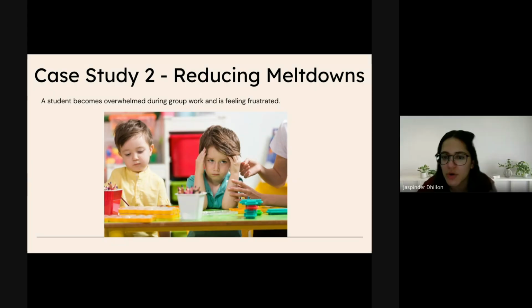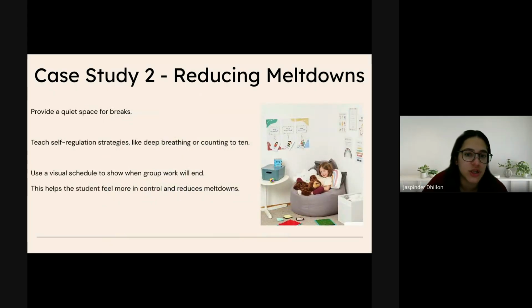So how we can support them is we can provide the child a quiet space for breaks, or even let them go for a walk. You could also teach them self-regulation strategies like deep breathing, and use a visual schedule to show them when the work will end, to help the student feel more in control and to help reduce these meltdowns.